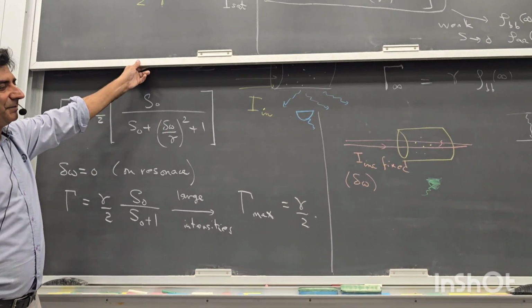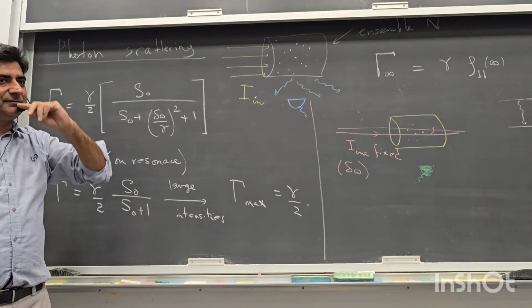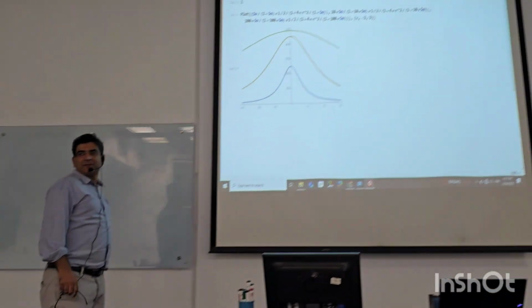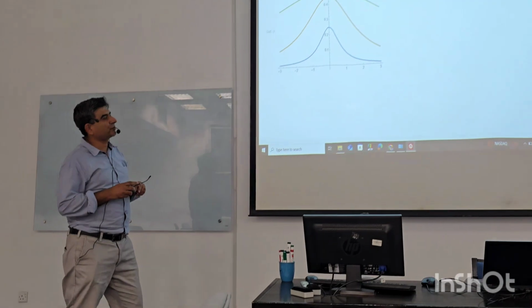Okay, so let me try to do this on Mathematica. What will be the scattered photon intensity? How many photons will I detect between time? And from that I can also measure the resonance frequency of these atoms. Let's see how. Capital gamma for various values of S naught.